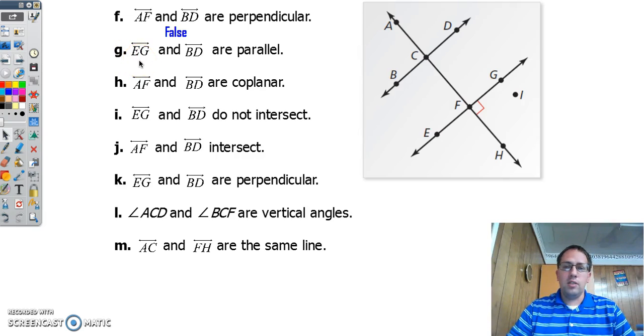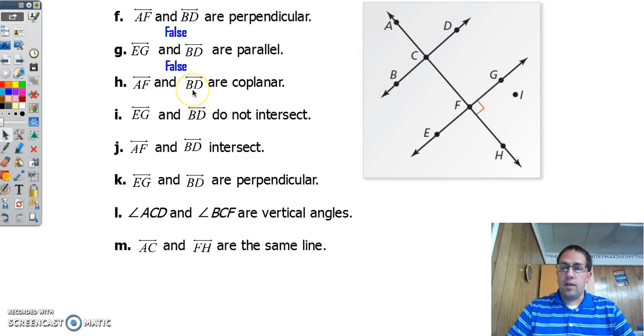G, we have line EG and line BD. So there's line EG and there's line BD, and we're going to say that those are parallel. Can we assume that to be true or false? False. There is no marking saying that these are parallel, and so we don't know. If this is off by even 1/10 of a degree here, then these lines will intersect way down here somewhere off the screen, right? And so not parallel. We can't tell just by looking. We have to have some kind of marking saying that they're parallel, or some other information so that we can conclude that to be true, which we don't have.